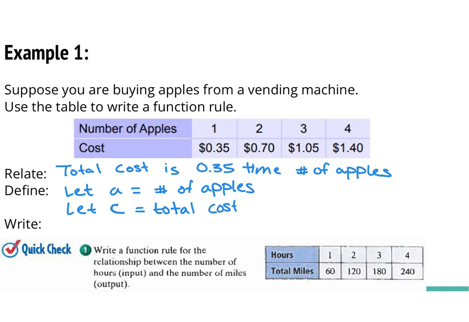Now we need to write our equation, so we need to be able to figure out what our cost is. Our cost is going to equal 35 cents times each apple, or A. So C equals 0.35 times A.